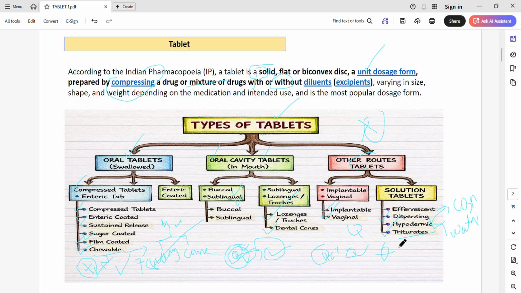The next is triturates. Triturates are small, usually cylindrical, molded or compressed tablets, which are used spontaneously, prepared by the pharmacist.